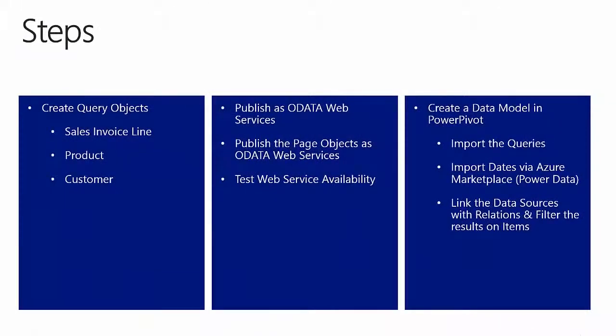We will do this in 3 easy steps. In step 1, we will create query objects for sales invoice lines, products, and customers. In step 2, we'll then publish the query and page objects as OData Web Services and test the availability. And in step 3, we will create a data model by using Power Pivot, and we will import the queries and also a date dataset via the Azure Marketplace, and then we will link the data sources by creating relations and filters in Power Pivot.